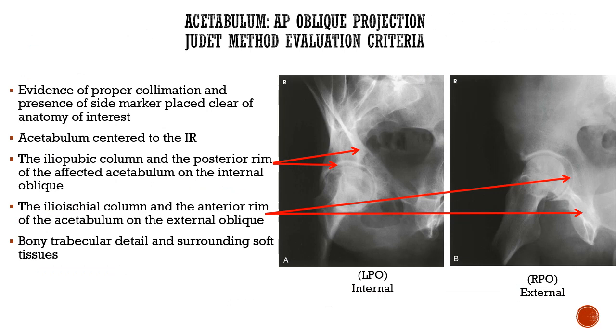And so these images show the internal oblique, showing the iliopubic column and the posterior rim of the acetabulum, and on the external oblique, or the RPO, showing the ilioischial column with the anterior rim of the acetabulum being visualized.